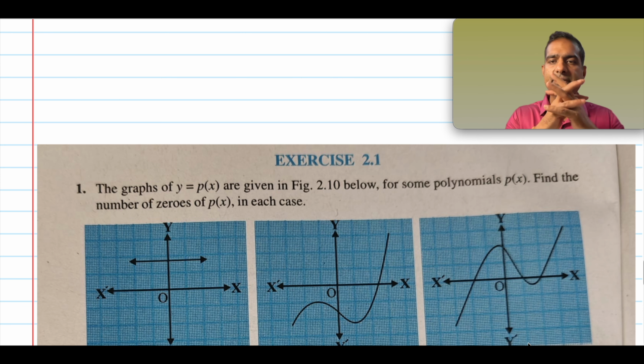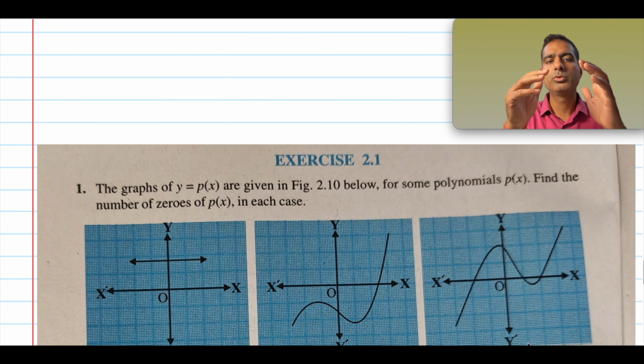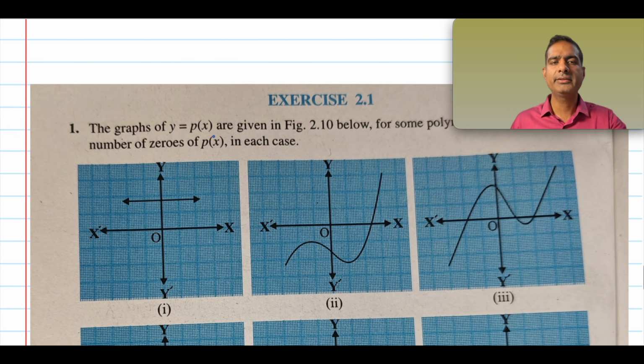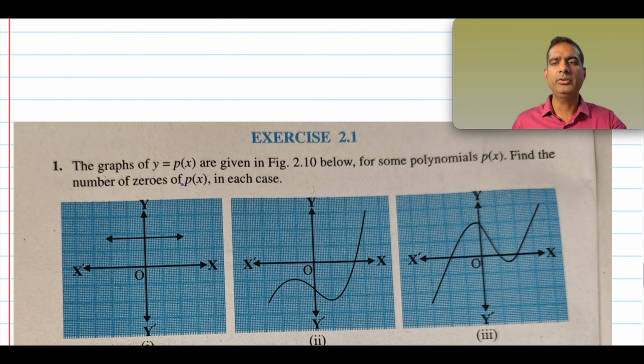Now students, we have seen that the number of zeros of a given polynomial is equal to the number of times its graph is crossing x-axis. So now let us come to exercise 2.1, where we can apply these concepts. Let us see exercise 2.1, question number 1.